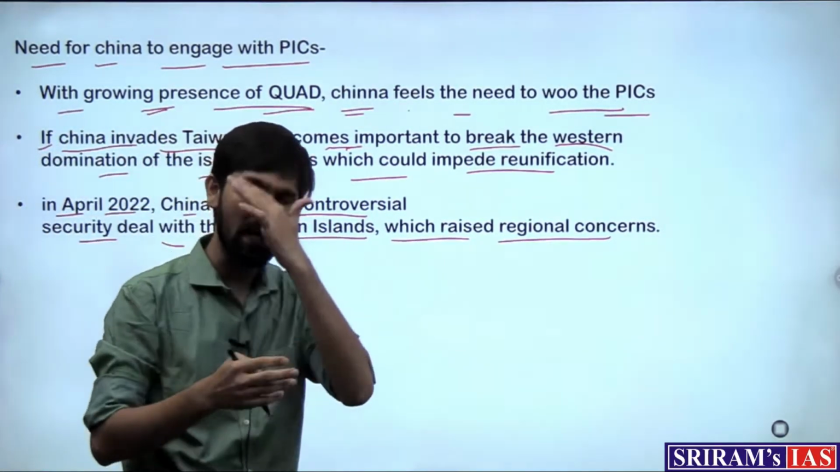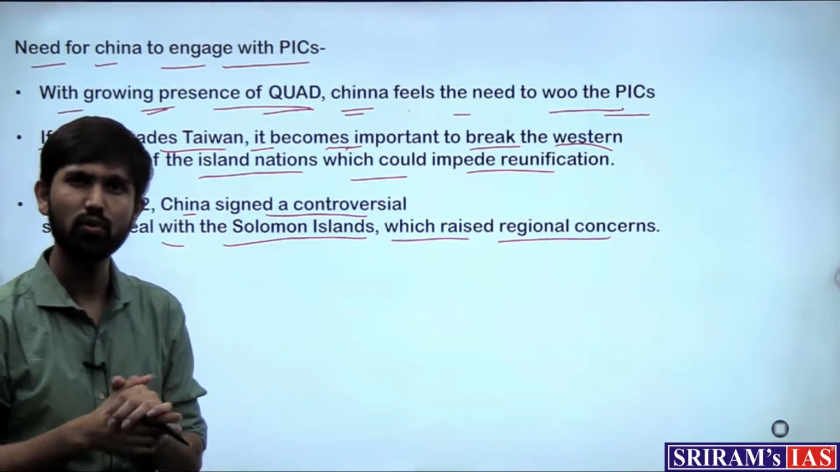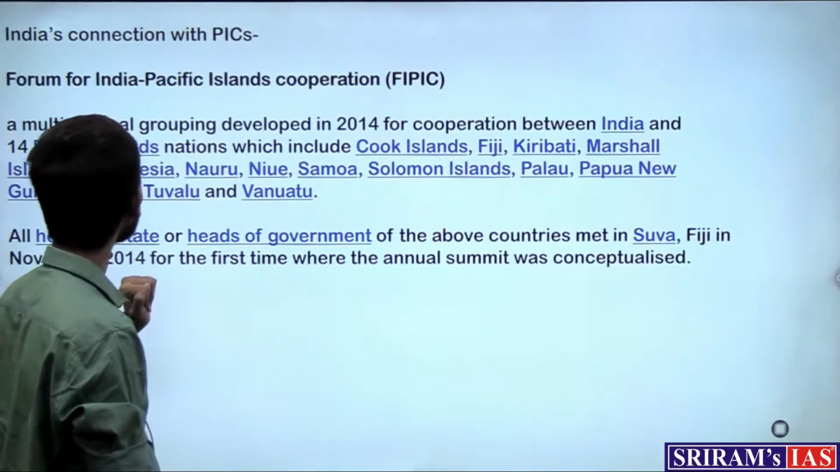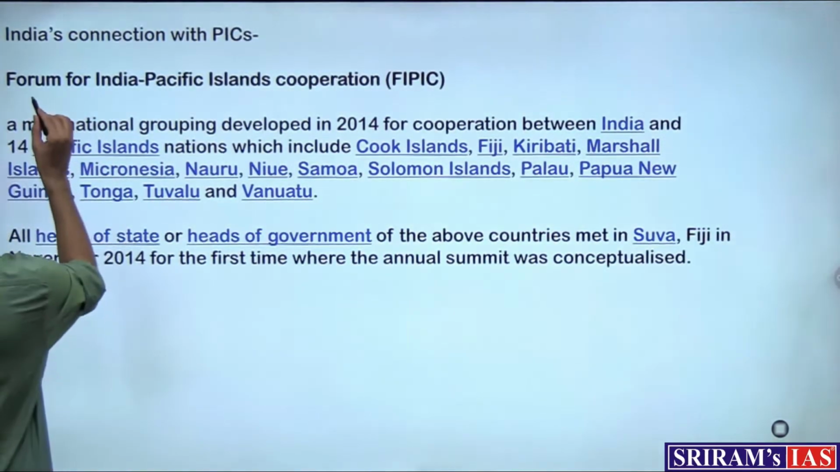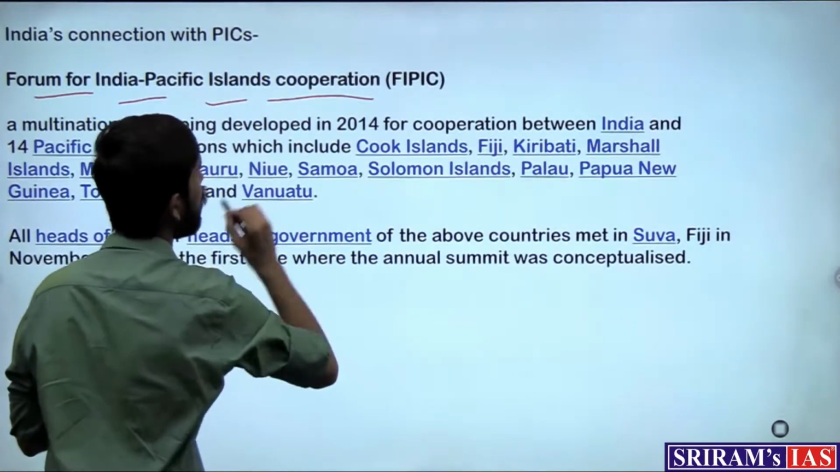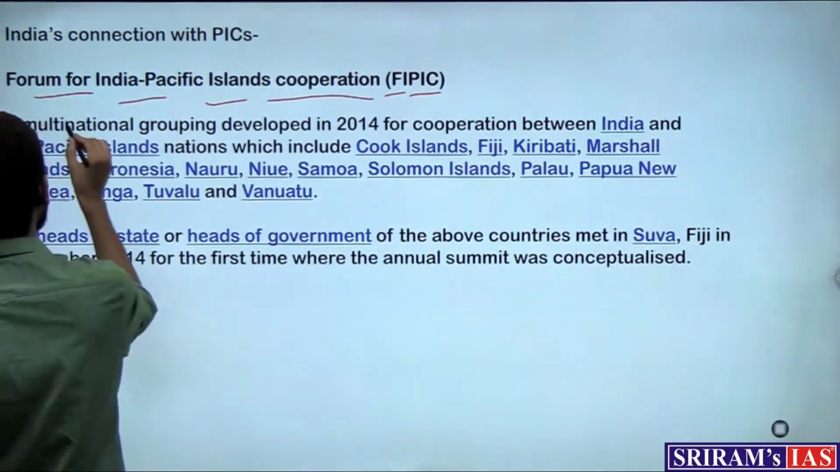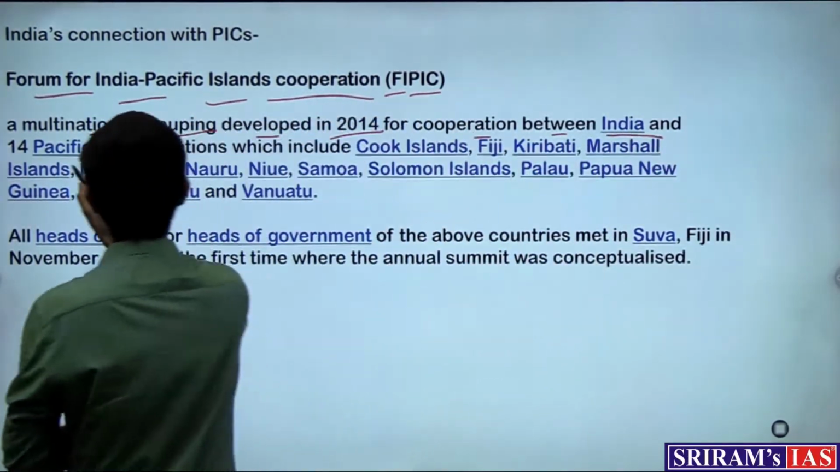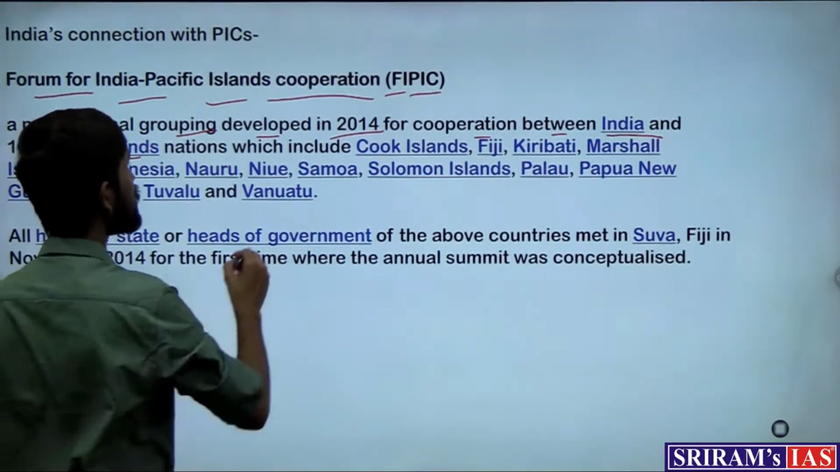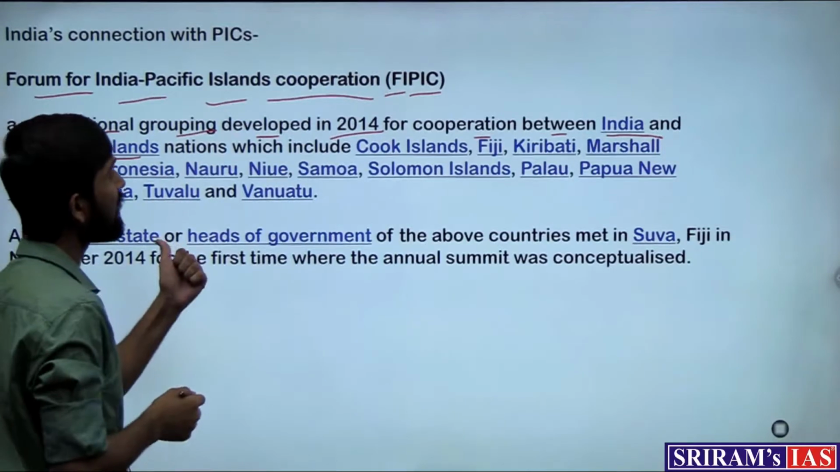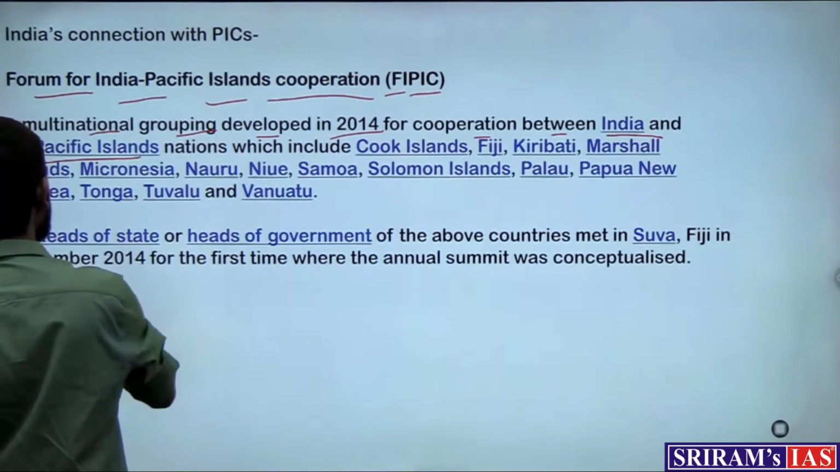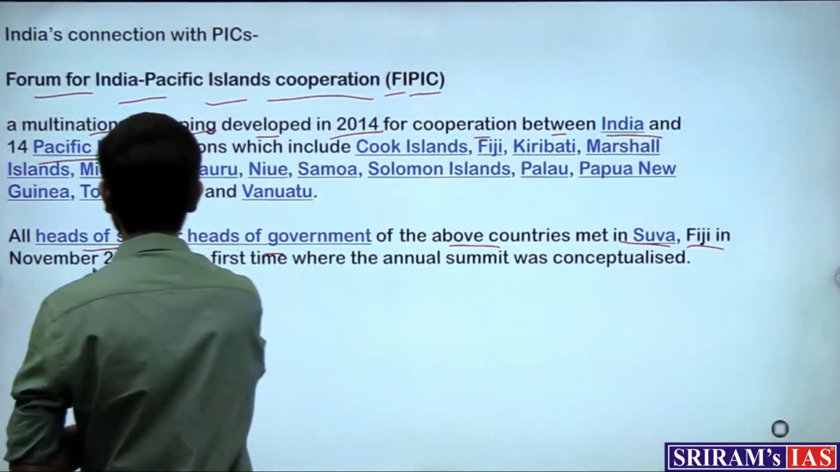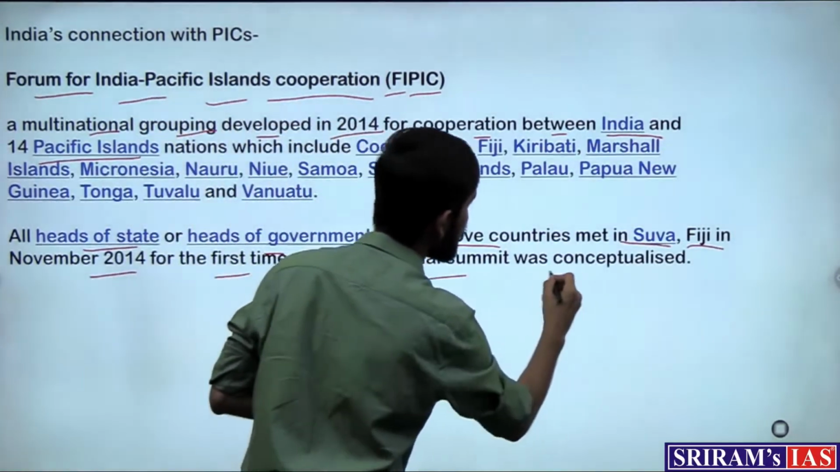Now, with respect to the examination, one other fact which is important for us to know is India's engagement with these Pacific island countries. The grouping in this respect which is important for us to know is the Forum for India-Pacific Islands Cooperation, or FIPIC, a multinational grouping developed in 2014 for cooperation between India and the 14 Pacific islands we are talking about, which include all these islands which we divided into Melanesia, Micronesia and Polynesia. The heads of state or heads of government of these countries met in Suva, Fiji in November 2014 for the first time, where the annual summit was conceptualized.